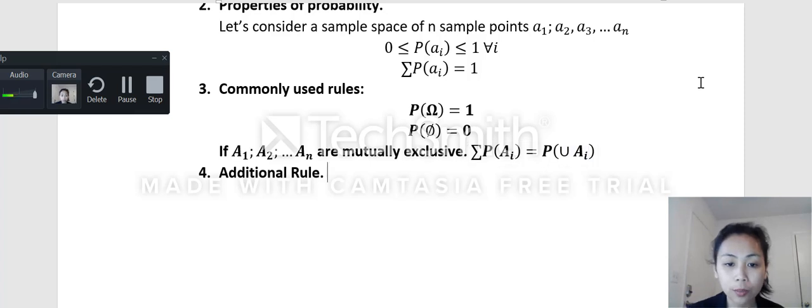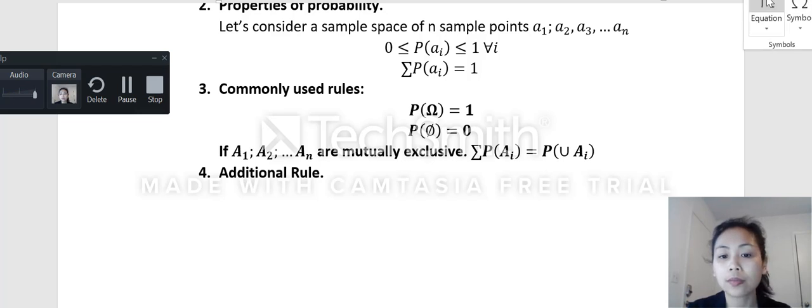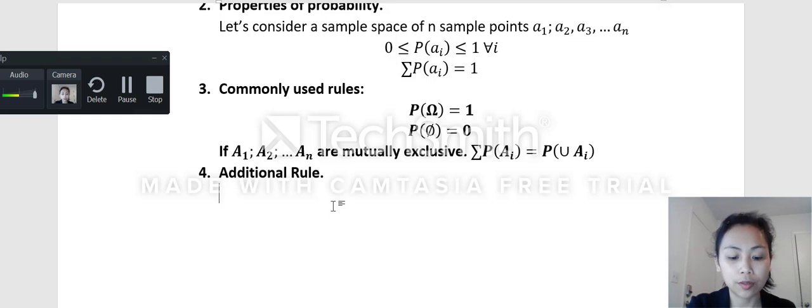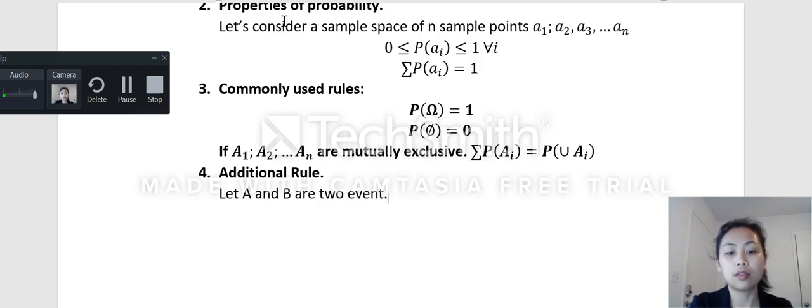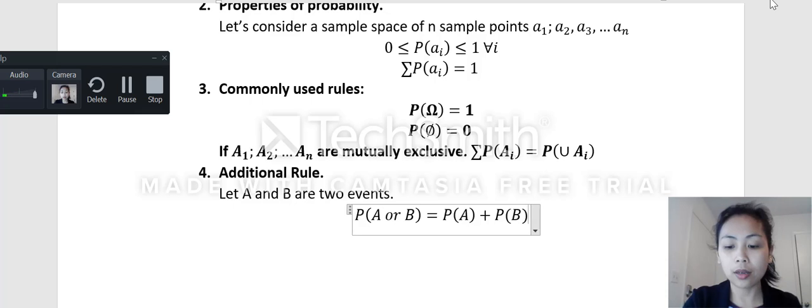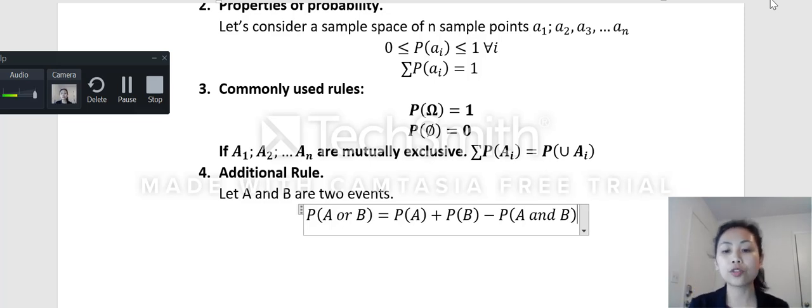And the last, also very important rule, is the addition rule. Let A and B be two events. We have the addition rule: probability of A or B is equal to probability of A plus probability of B minus probability of A and B. This is the addition rule.